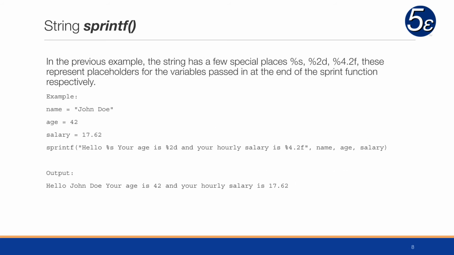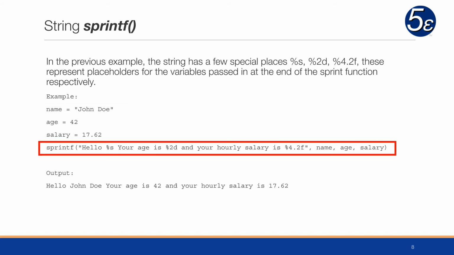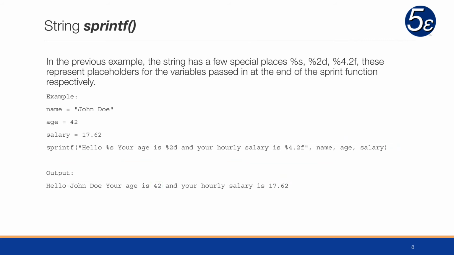So here we use this all together. name is equal to "John Doe," in quotes. age is equal to 42. salary is equal to 17.62. We have our sprintf: "Hello, %s, your age is %2d, and your hourly salary is %4.2f." What will happen is the output will be, "Hello, John Doe, your age is 42, and your hourly salary is 17.62."